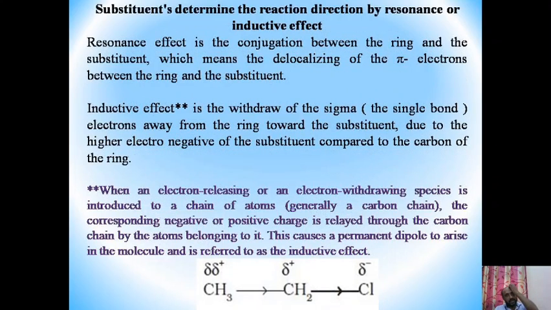Then the substituent determines the reaction direction by resonance or inductive effect. The resonance effect is the conjugation between the ring and the substituent, which means the delocalization of the pi electrons between the ring and the substituent. And what is the inductive effect? The inductive effect is the withdrawal of sigma electrons away from the ring towards the substituent, due to the higher electronegativity of the substituent compared to the carbon of the ring.